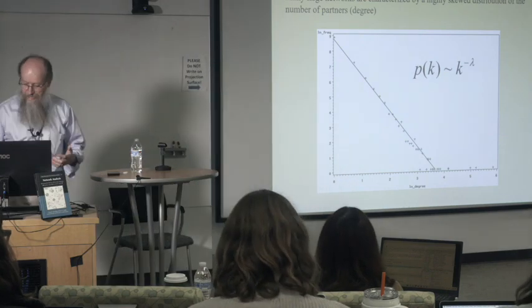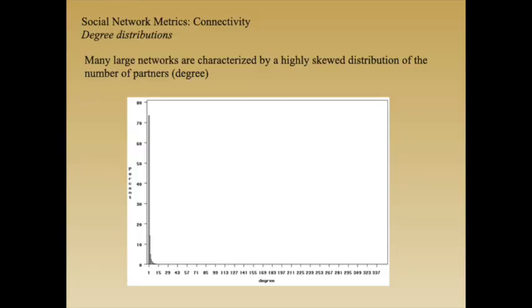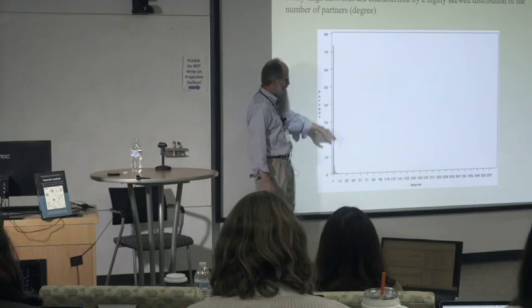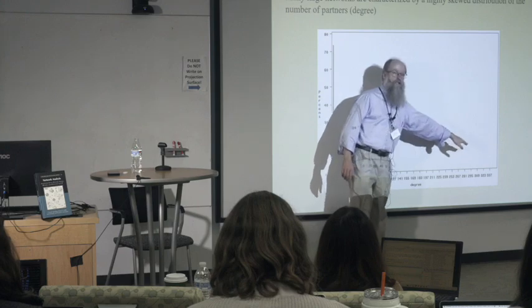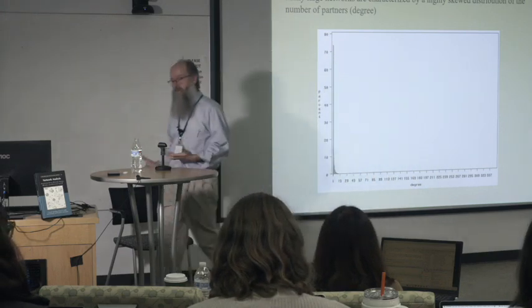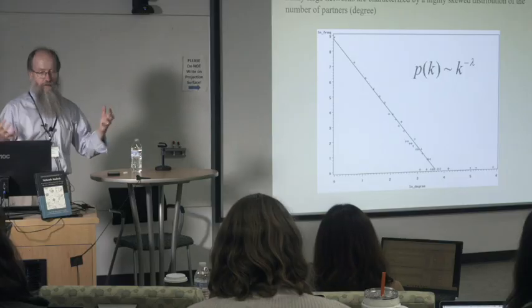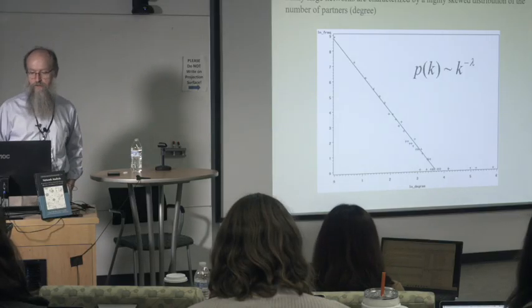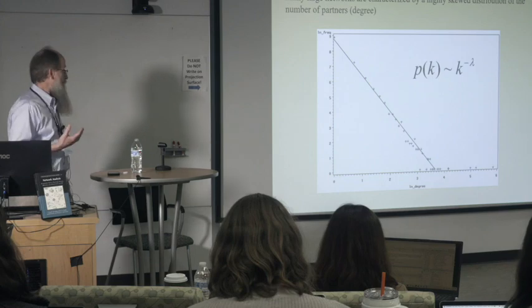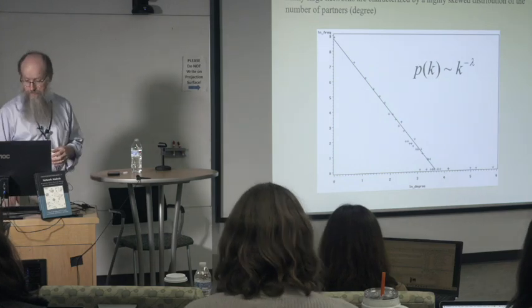And what this is really saying is just that the vast majority of people have very few ties, but a few people have a whole lot of ties. And that feature is something that we found in almost all networks. So sexual networks, friendship networks, if you look at the number of authors or co-authors you have, most people have a few co-authors, but a few people have lots and lots of co-authors.